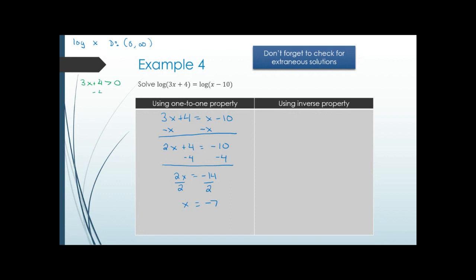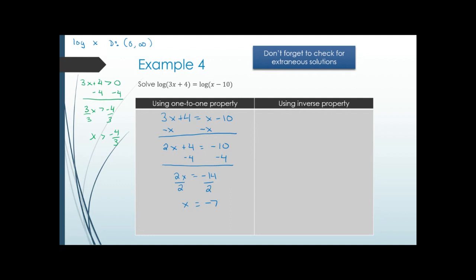So I'm going to solve this for x. I'm going to start by subtracting 4 on both sides. I got 3x is greater than negative 4. When I divide by 3, I get x needs to be greater than negative 4 over 3. If x equals negative 7, that is not greater than negative 4 over 3. That is not in the domain of 3x plus 4. So that is going to be a problem.